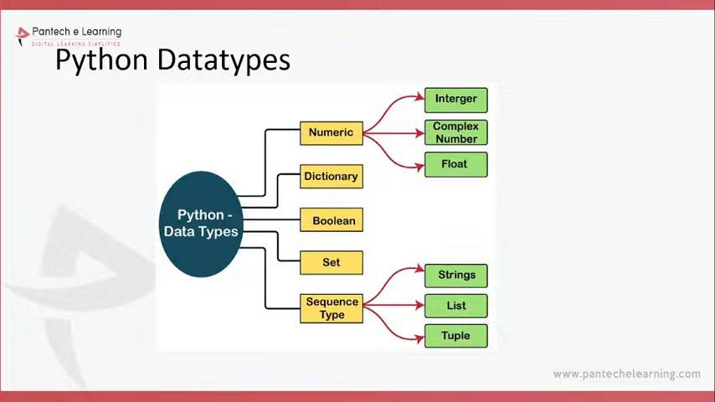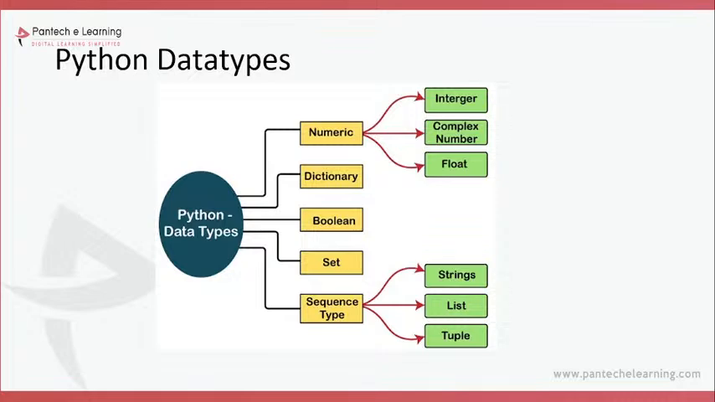The first one is numeric, second one is dictionary, and boolean is there, set is there, sequence type is there. In numeric we have three types: integer, complex number, float. Integer means whole numbers like 1, 2, 3, 4, 5. Complex numbers have a real part and an imaginary part. And float means numbers containing a decimal part, the fractional part, which come under float.